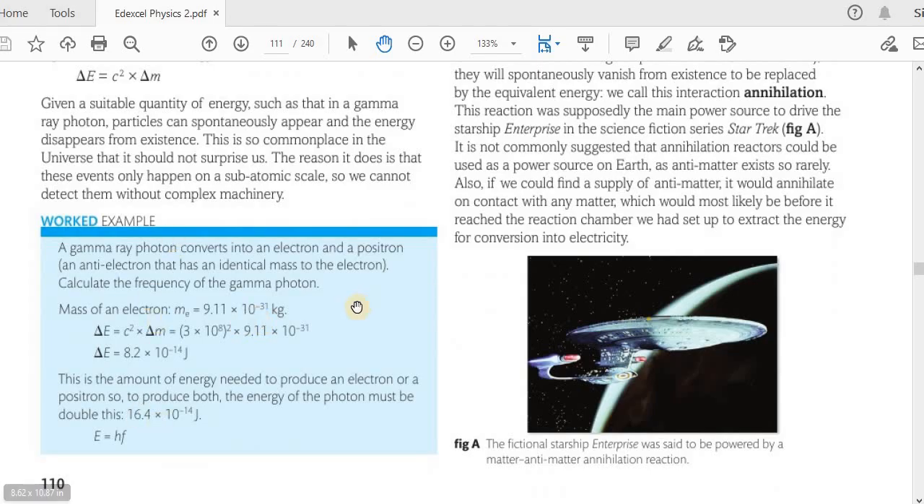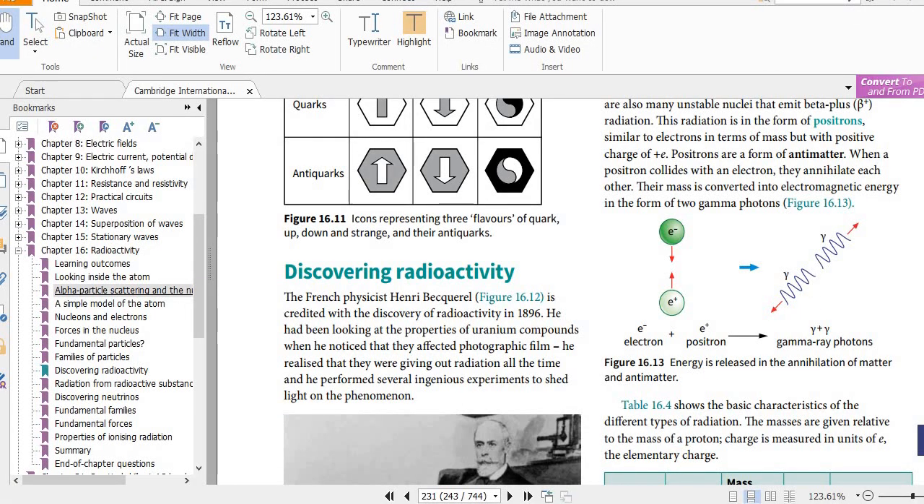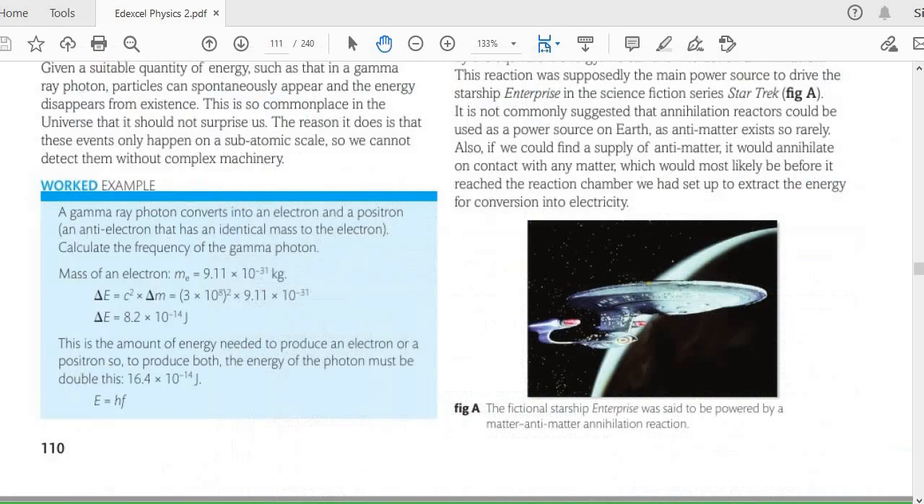Okay. So here is a worked example. A gamma ray photon converts into an electron and a positron, an anti-electron, that has identical mass to the electron. Now again we can refer to the same diagram again and again. It's referring to what I was explaining earlier. So you have the electron and its antiparticle, which is the positron. Like I said before, they have the same mass but opposite charge.